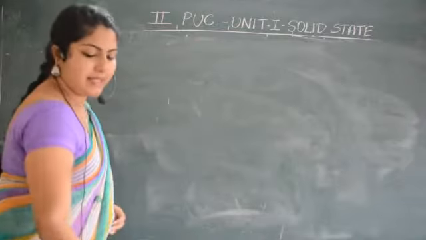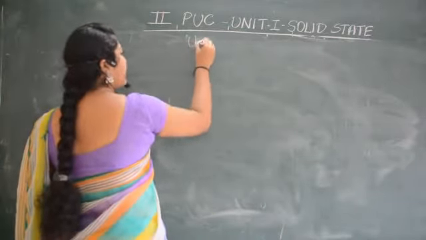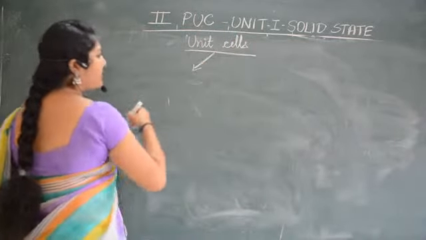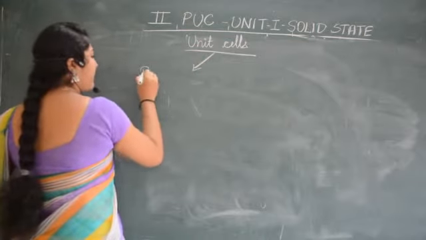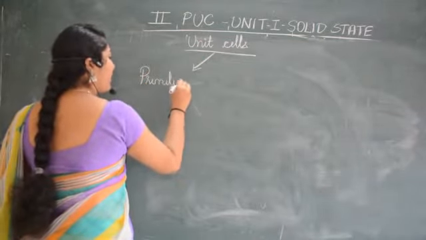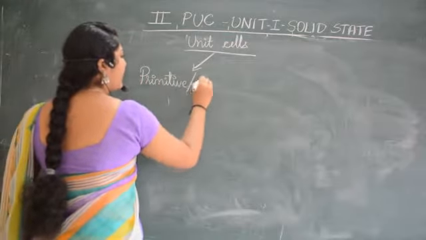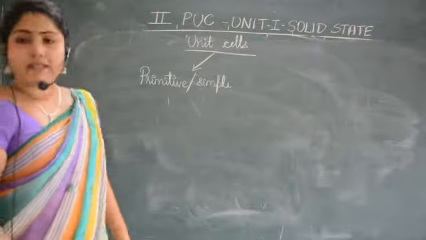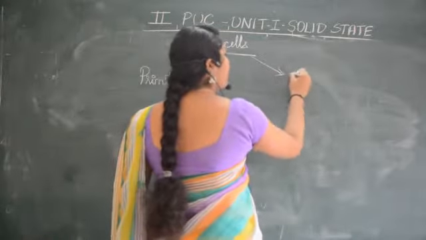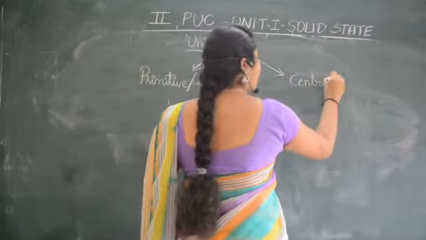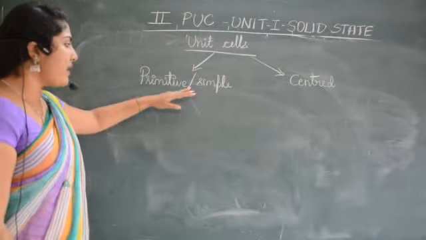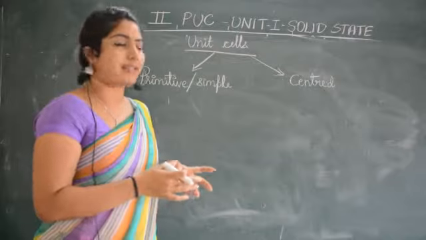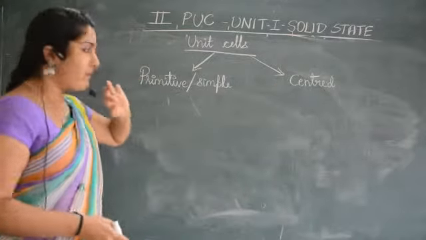The types of unit cells are mainly classified into primitive unit cell, which is also called simple unit cell, and the other one is centered unit cell. Which are the two types? Primitive unit cell or centered unit cell. Primitive unit cell is also called simple unit cell, and the other one is centered unit cell.